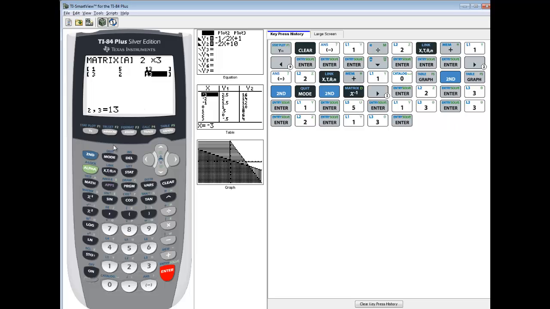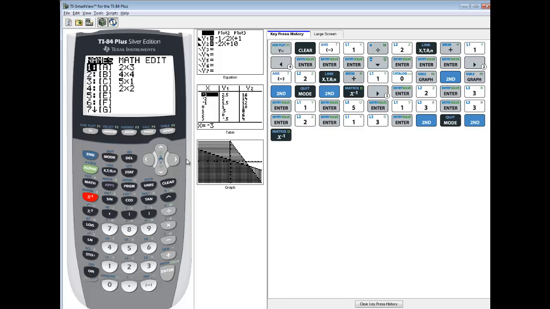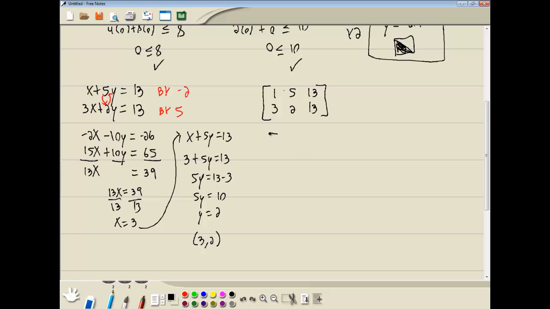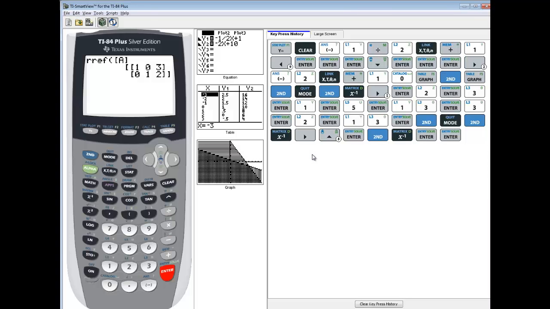After you get your numbers input in, you do a second mode to exit out. And then we'll do second x negative 1 again. Go over to math, up arrow to RREF. Press enter on it. Make sure you choose one of the 2 R's. Then we'll go back into our matrix menu, second x negative 1, enter on A, enter again. And we get 1, 0, 3, 0, 1, 2.